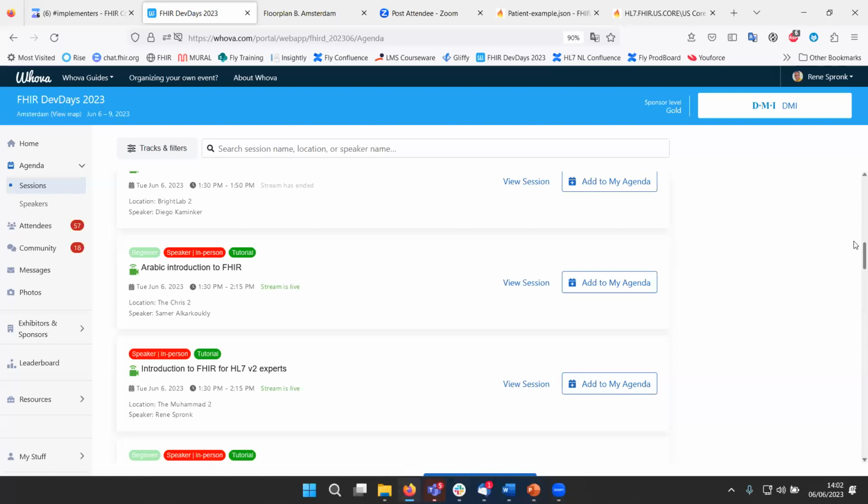HL7 version 2, the precursor thereof, was created in 1979 to deal with interoperability within one single hospital, mostly administrative data. So at some point in time, you're going to hit the limits of what you can do with an older standard. There are new use cases, but the old use cases are still going to use, if it ain't broken, don't fix it, version 2.